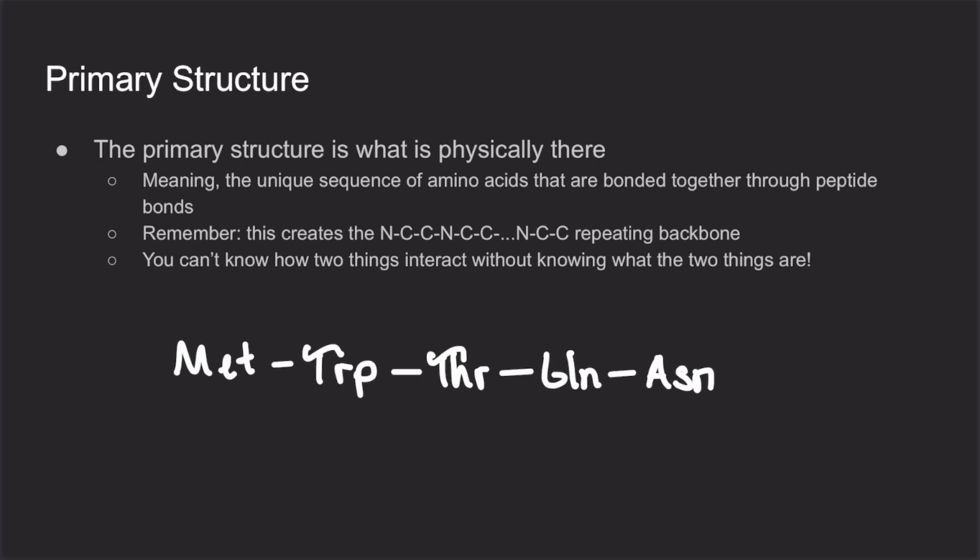How I like to think about it is these structures go from most simple to most complex. Okay, so the primary structure, before you even know how anything interacts, you just need to know what the heck is there. So I say the primary structure is just what is physically there. And what I mean by this is it's the unique sequence of amino acids that are bonded together through peptide bonds. Okay, so this is flat out just what amino acids do you have and in what order. That's your primary structure, right? It's the most basic. You don't need to know what each amino acid does, like is it polar, non-polar, charged, whatever, how it'll interact with the other ones. You just need to know what's there.